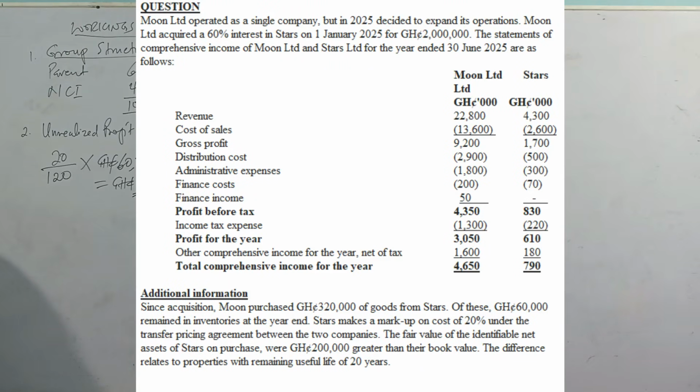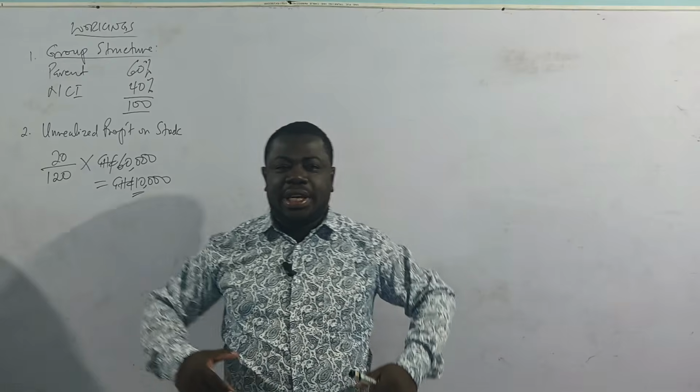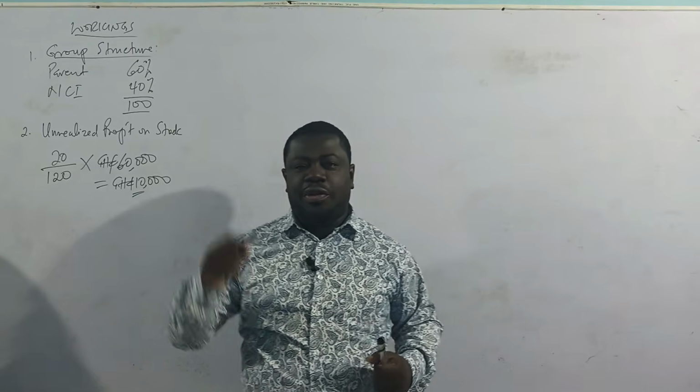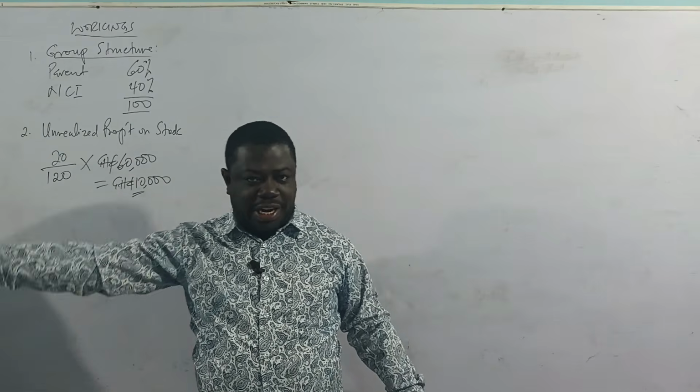The fair value of the identifiable net asset of Stars on purchase were 200,000 Ghana cedis greater than their book value. The difference relates to properties with remaining useful life of 20 years. So what we are saying is that there has been an increase in the value of the properties. Now the properties already have been depreciated in the financial statement.